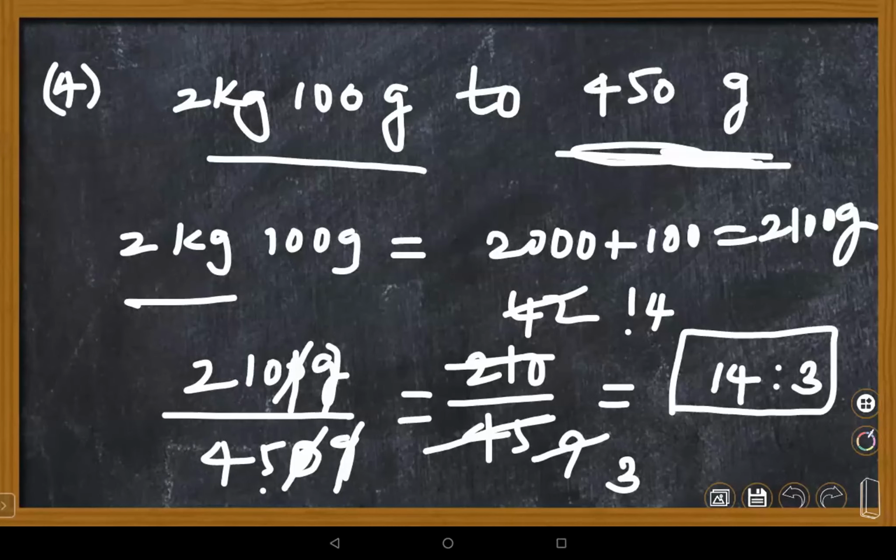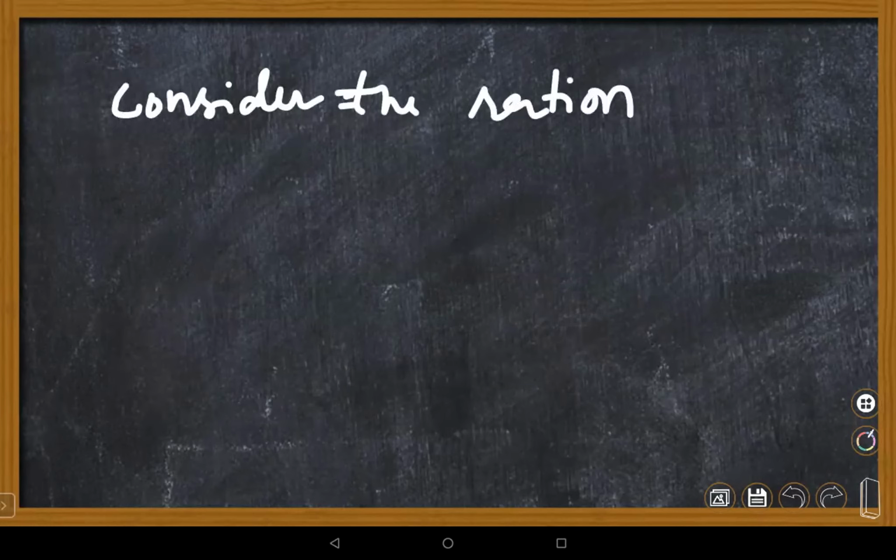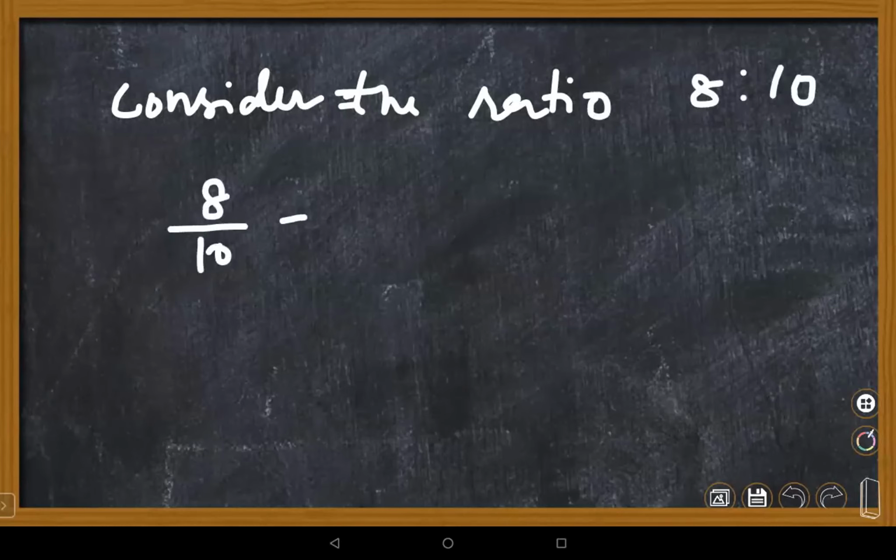Comparison of ratios. Suppose I take one ratio, let me consider the ratio 8:10. 8/10 or 8:10, anything. Consider the ratio here. 8:10. So how are we supposed to write 8/10, children? 8/10 can be written as 4/5.